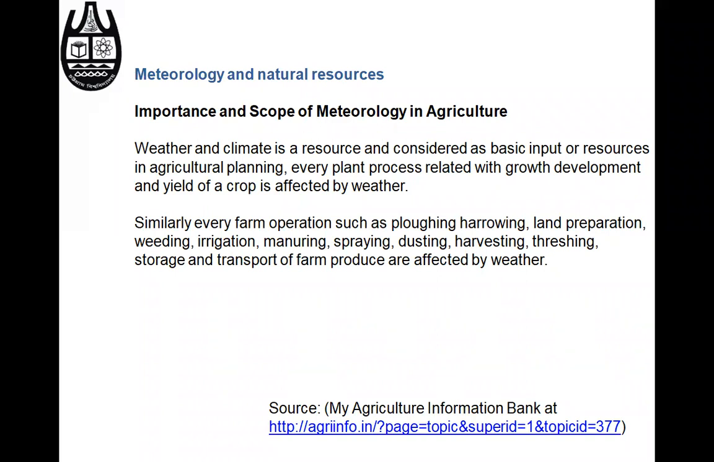And each step of the agricultural practices is greatly dependent on the meteorological aspects. For example, plowing the land or preparing the land, weeding, irrigation, manuring, spraying, dusting, the harvesting period, storage, even your transportation, all are dependent on weather phenomena. That means the meteorological conditions. A good example: you want to plow your land. Normally, if you ask the farmer when they like to have the land plowed, they will say we go for the plowing process when the soil is a little bit moist. Okay, why?